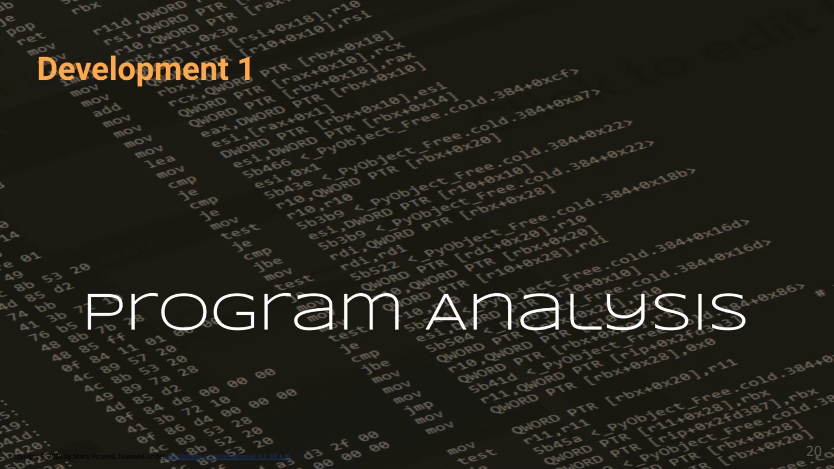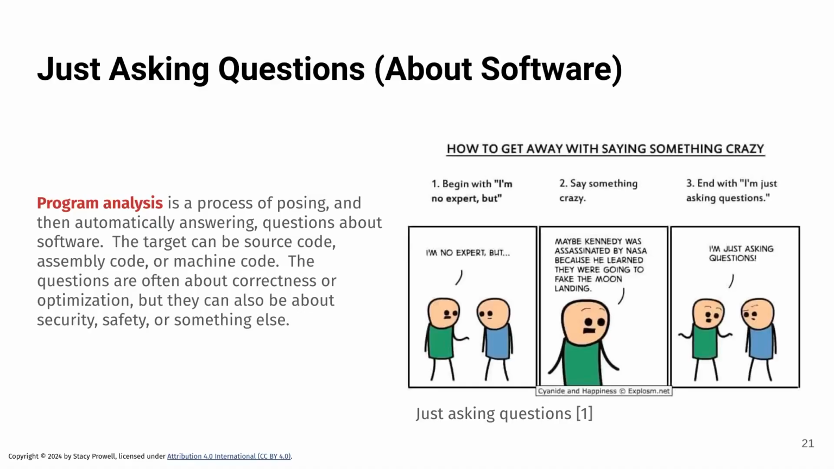Let's talk about program analysis. Now, we've talked about this a little bit in the past, but basically program analysis is the process of posing and then hopefully automatically answering questions about software. And we can do program analysis with assembly code or with machine code or with source code, right? It just depends.